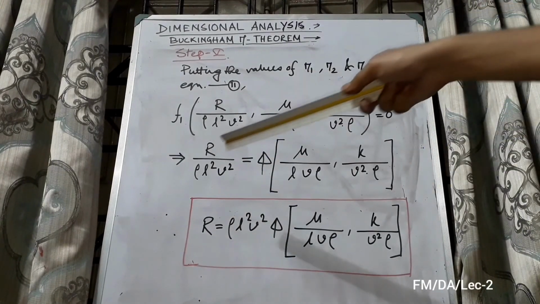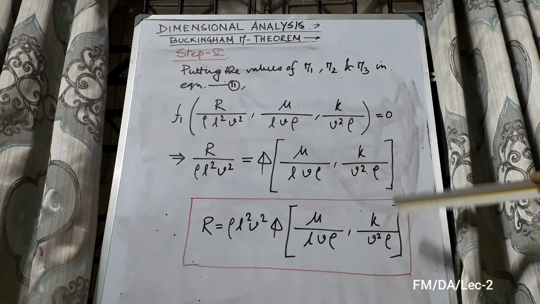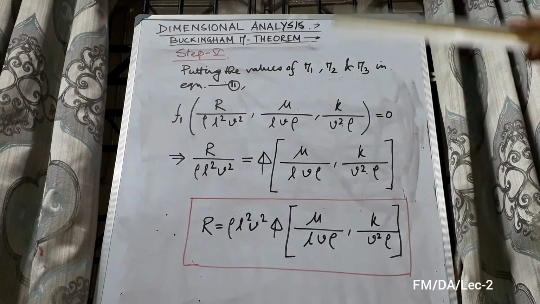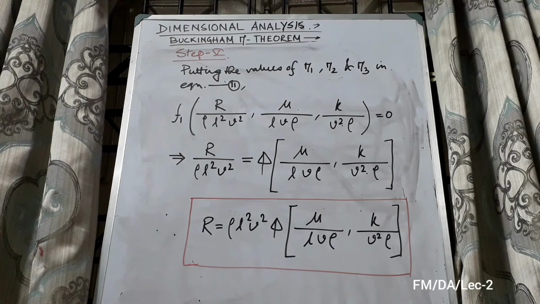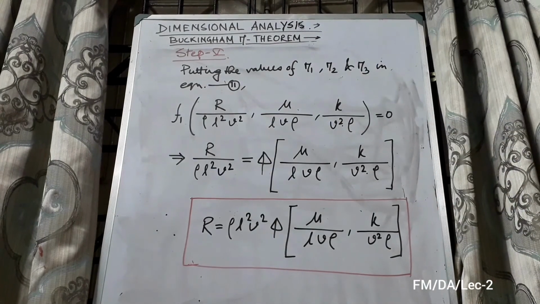So finally R equals rho L square V square into mu by L V rho into k by V square into rho. This is the functional relationship between the dependent variable R and all independent variables, with the help of the Buckingham pi theorem.